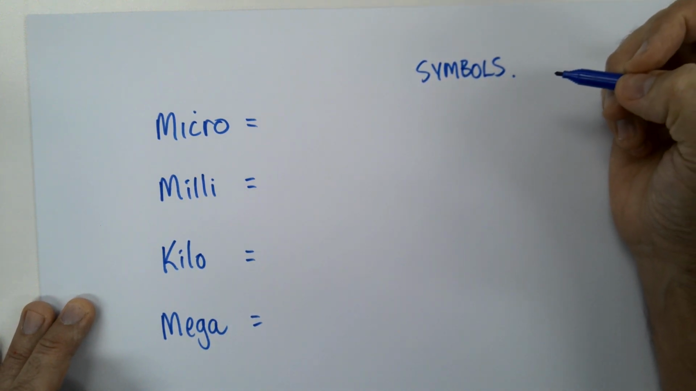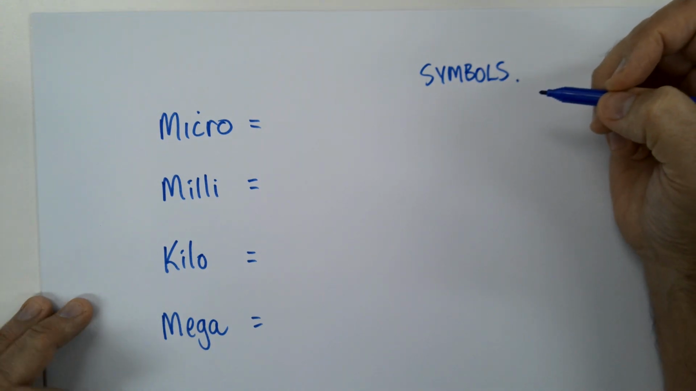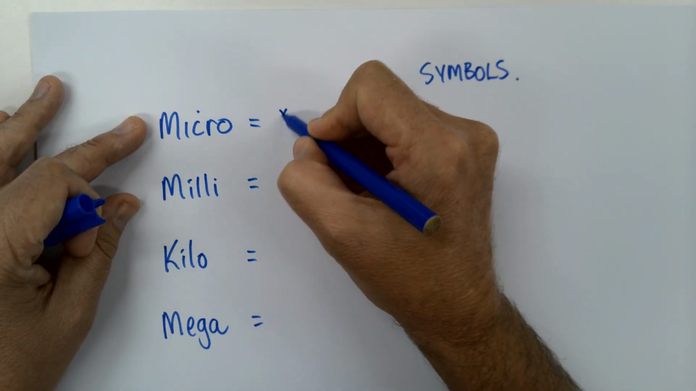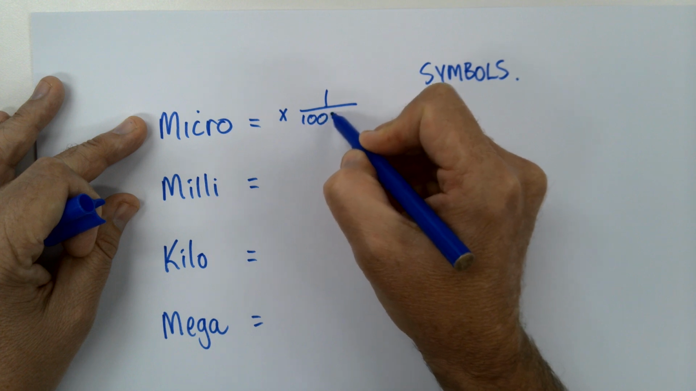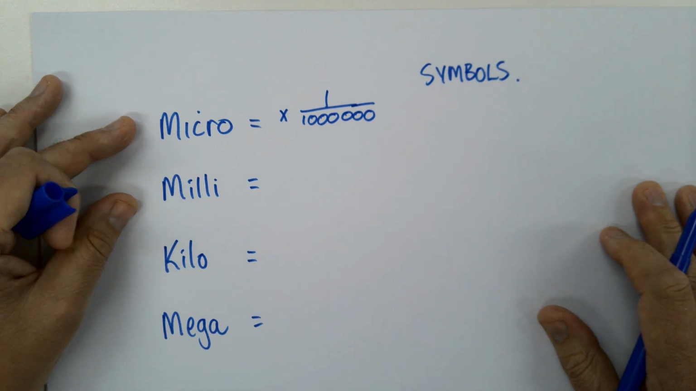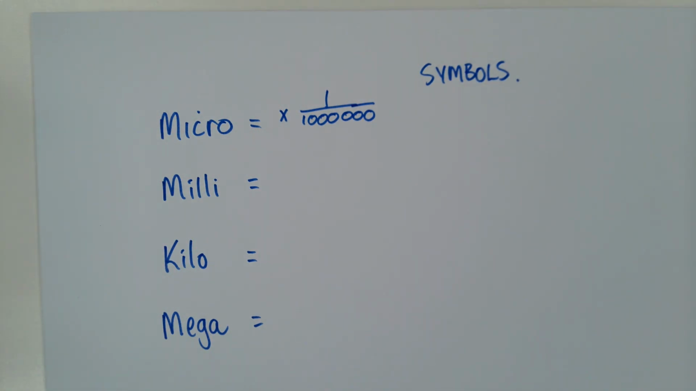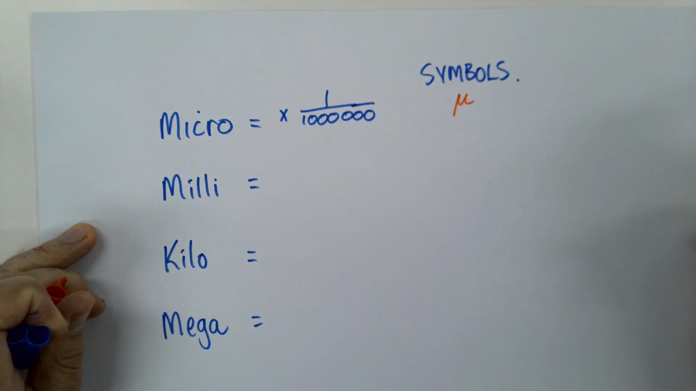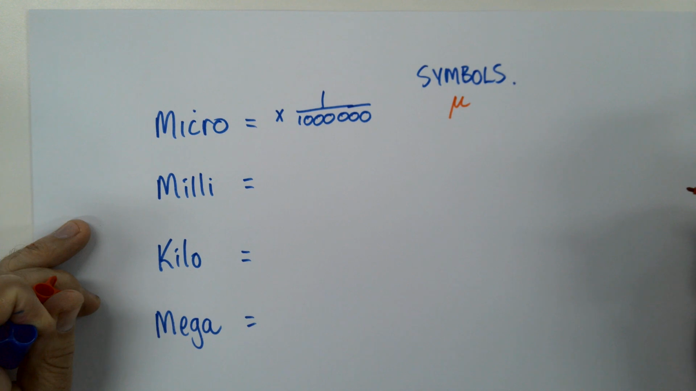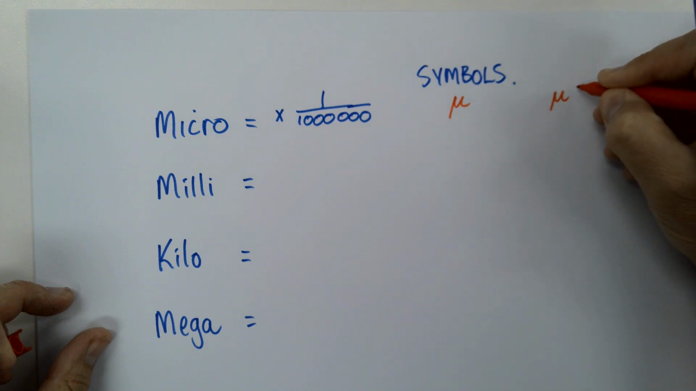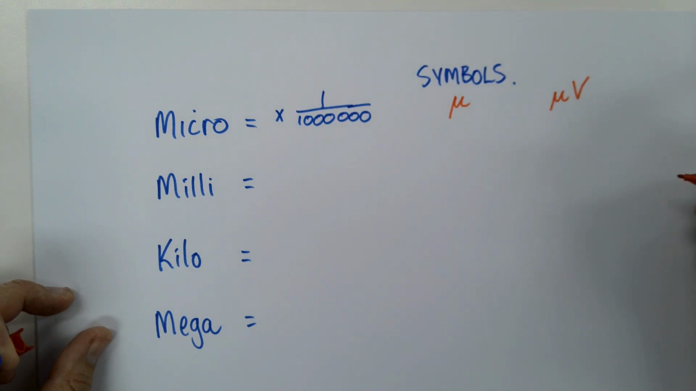So first of all, micro. Micro and milli are your really small ones. Micro is multiplied by 1 millionth, so it's a millionth of it. If you've got a microamp, it is a millionth of an amp. Now its symbol is this weird looking thing, like a U with a tail. It's actually a Greek letter, but that's micro. So you might have microvolts.